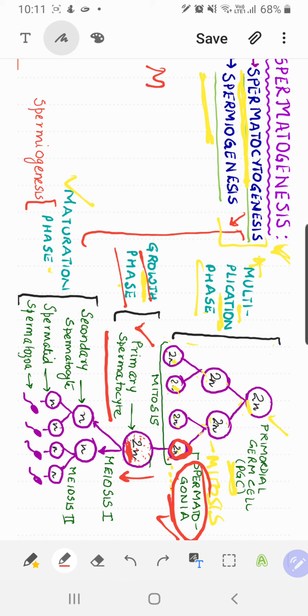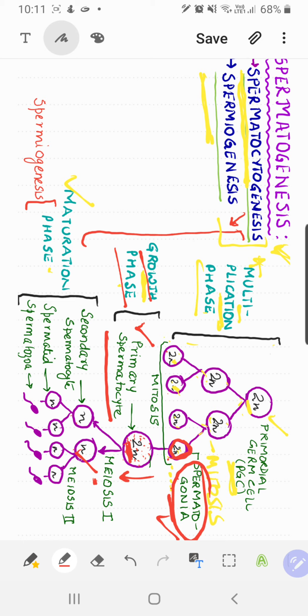So I have used the word meiosis 1. Primary spermatocyte undergoes meiosis 1 and forms two daughter cells. But you can see that here the ploidy of the cell is changed. Here the diploid status is converted into a haploid. This is single N, right? So chromosome number is already reduced to half there.